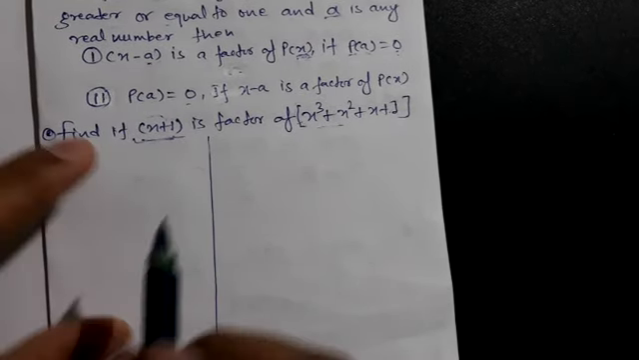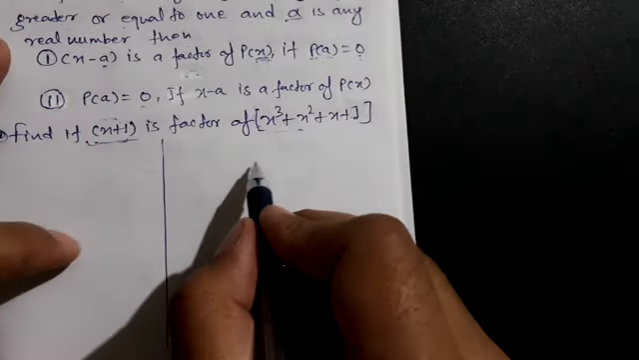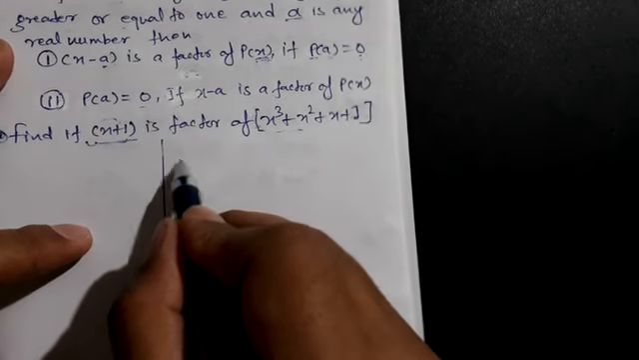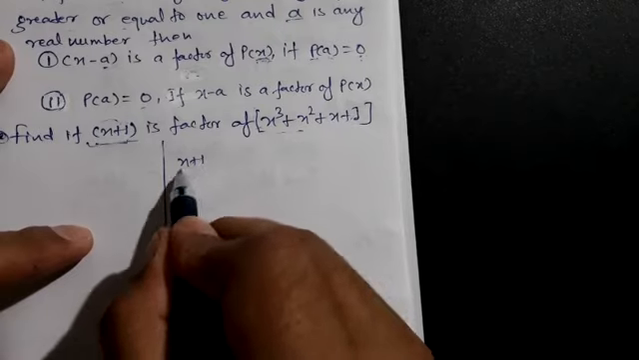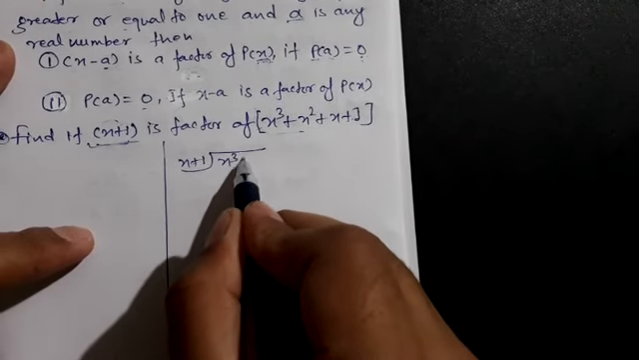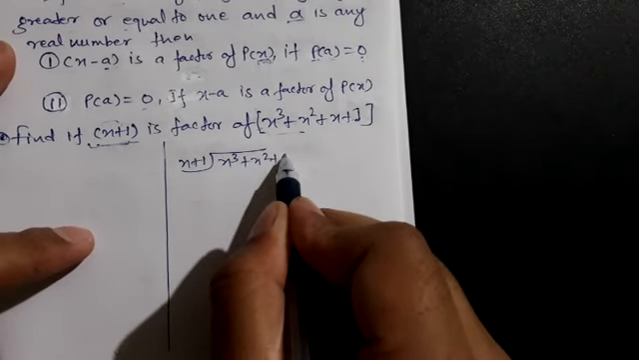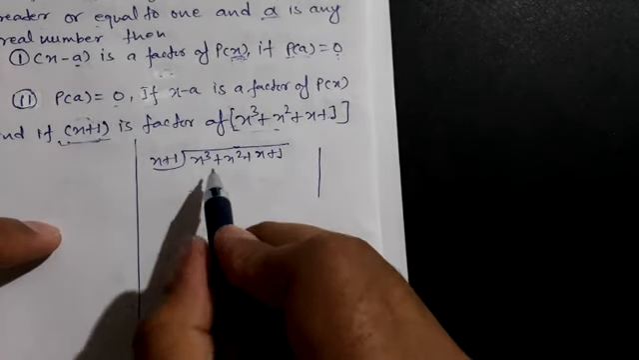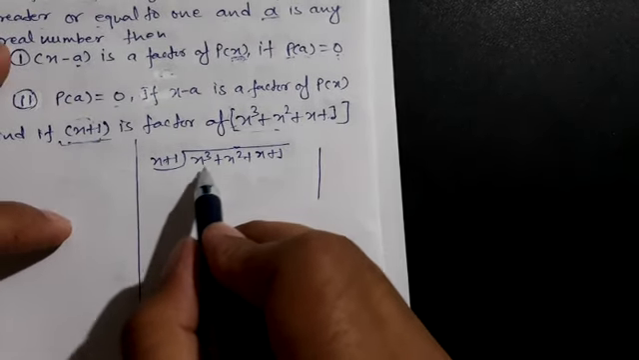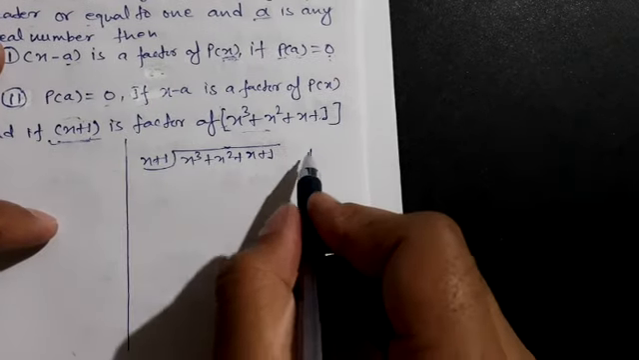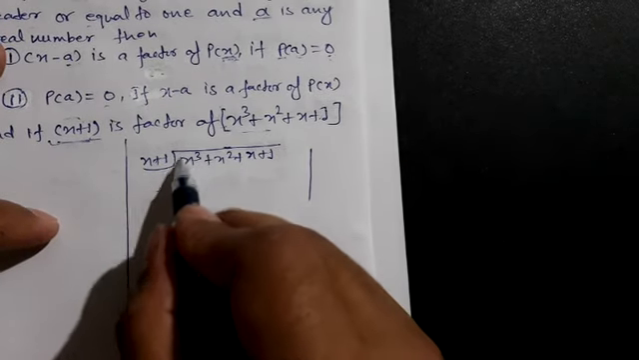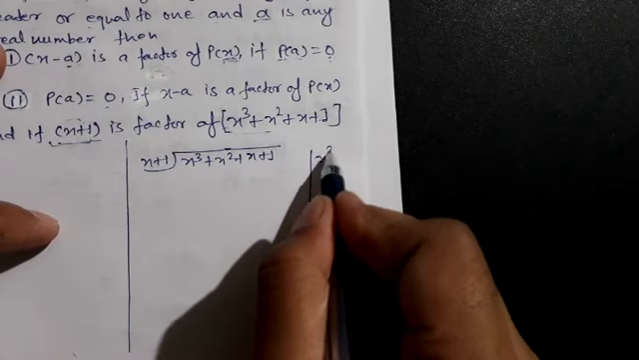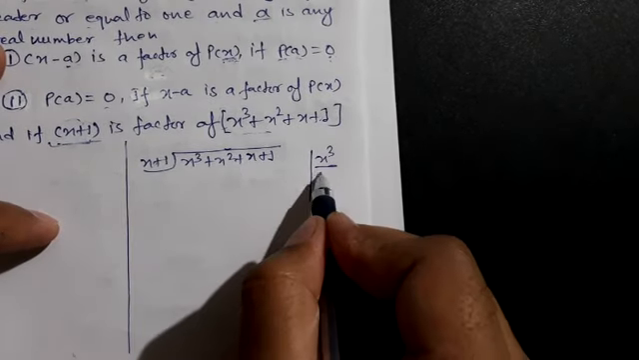We have two methods. One is the long division method. So first we will use the long division method. So x plus 1, this is our divisor, and x cube plus x square plus x plus 1, this is our dividend. So first, to find the first term of our quotient, what will we do? We will divide the first term of our dividend, x cube, by the first term of our divisor.